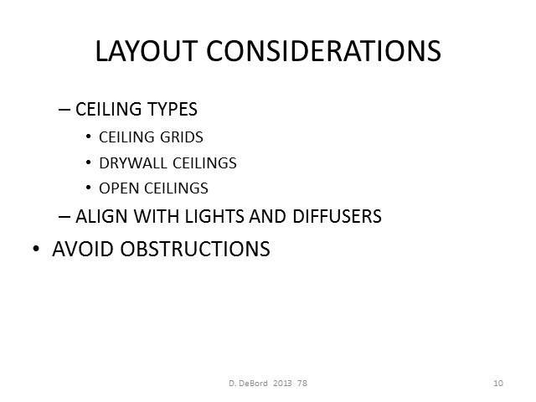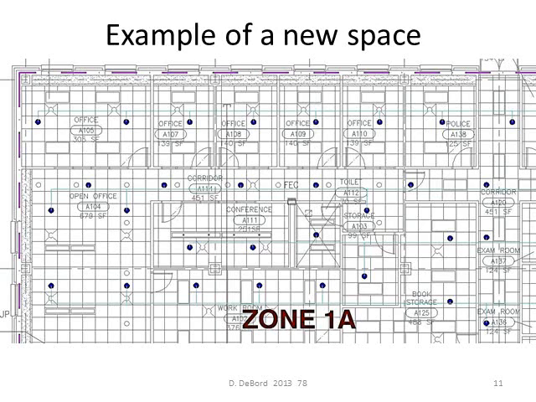We need to give consideration to the ceiling types, and if there are grids or drywall ceilings, or if it's open ceilings, maybe there's some clouds. We want to align the sprinklers with the lights and diffusers, other features you might have. Avoid obstructions, of course. Here's an example of a space.